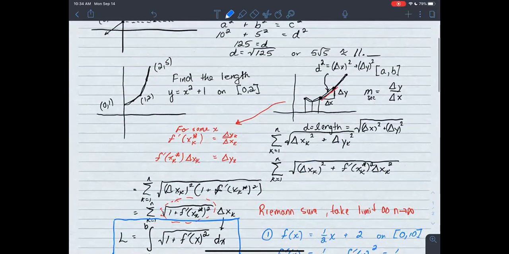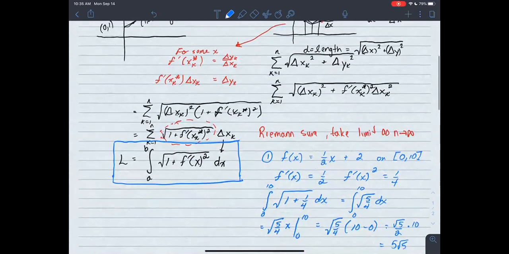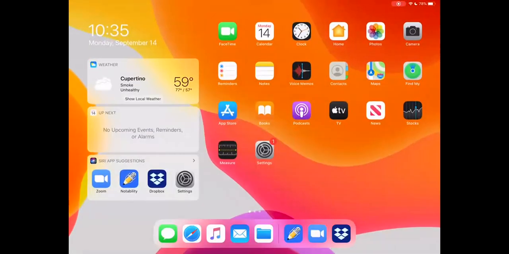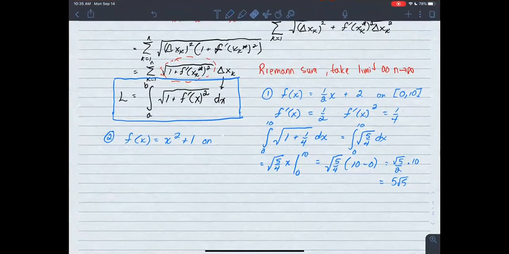So you guys try to set up the integral you would get for our y equals x squared plus 1. So f of x equals x squared plus 1 on the interval 0 to 2. When you think you have that set up, go ahead and give me a yes in chat to say I've got it set up. And then we'll look through it together.